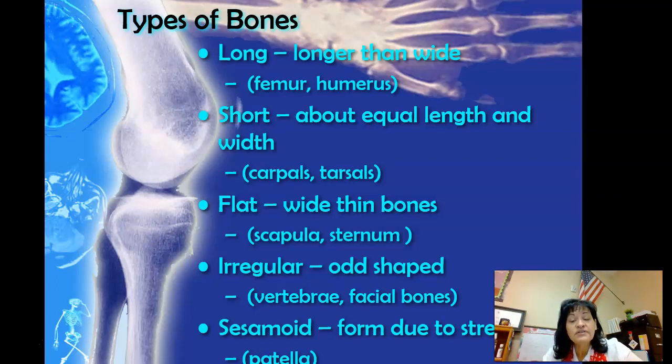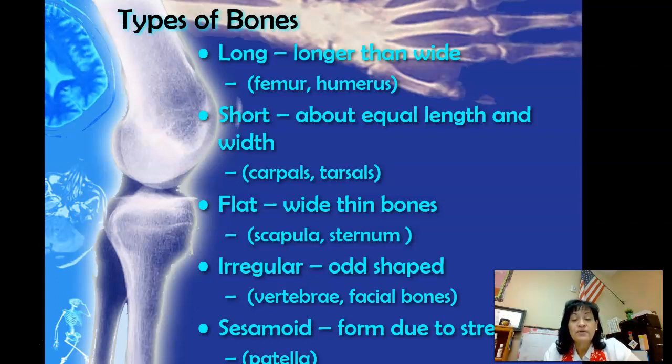Then you have flat bones, which are wide and thin. This would be your scapula, which is your shoulder bone. It's kind of like a triangle bone, and it's more flat in the back. And then your sternum, so that's the bone right here that the ribs attach to in the front, okay? And that's a pretty flat bone.